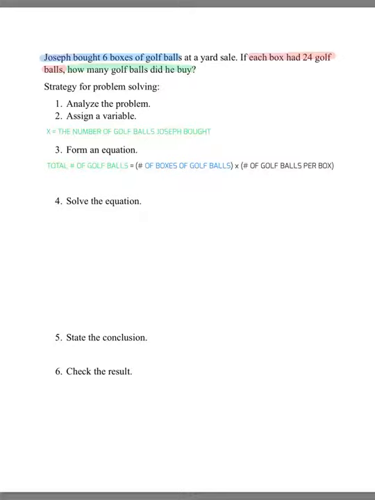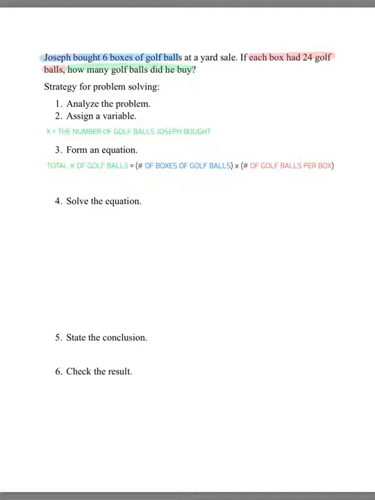And the last thing is the number of golf balls per box. The number of golf balls per box in this case is 24, which is represented by the color red. So we'll go ahead and change that to red as well. So there we go. The total number of golf balls is equal to the number of boxes of golf balls times the number of golf balls per box.